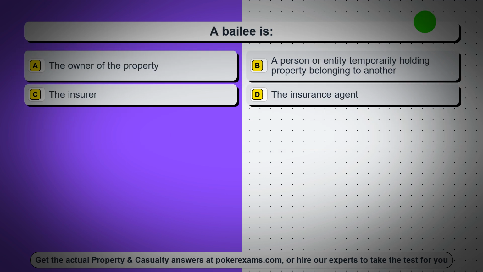Question 75. A bailee is, option A, the owner of the property, option B, a person or entity temporarily holding property belonging to another.